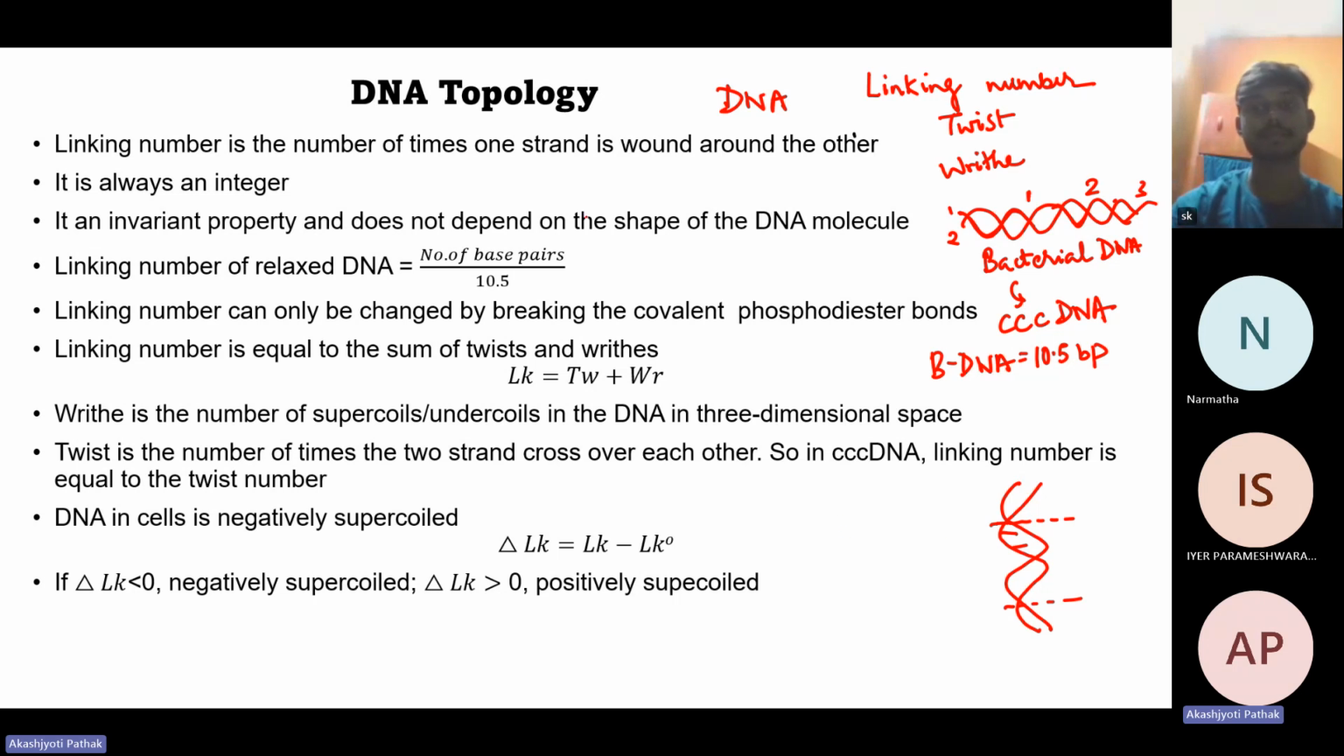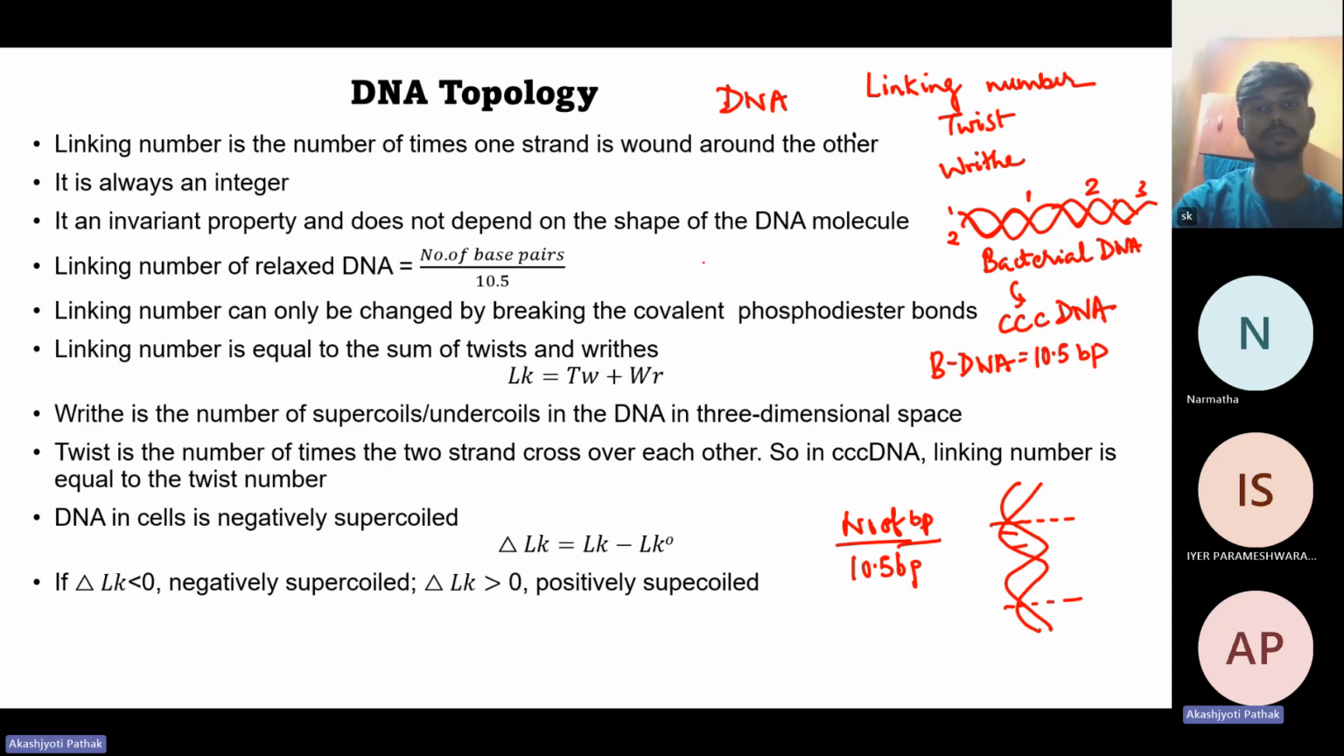So the linking number is the number of times one strand crosses or winds over the other strand. Usually, how will you find it? It will be equal to the total number of base pairs present in the DNA divided by 10.5, because one turn of the DNA helix has 10.5 base pairs. That is why you can calculate the linking number of a relaxed DNA by dividing the number of base pairs by 10.5. And the linking number can only be changed by breaking the covalent phosphodiester bond.